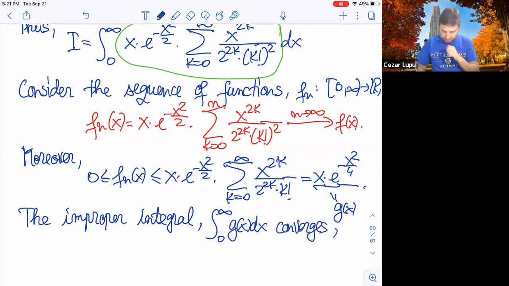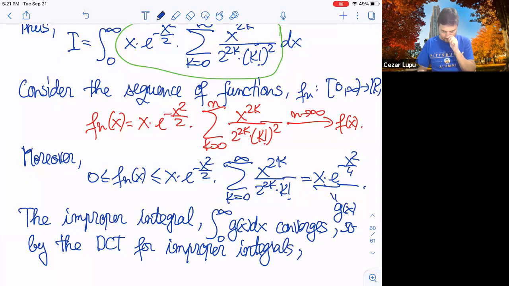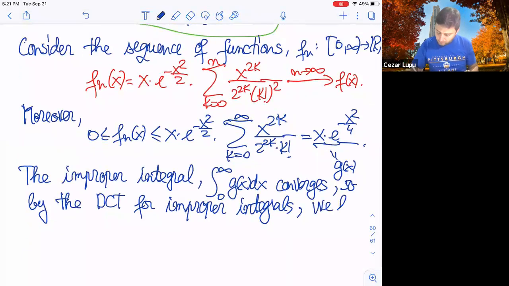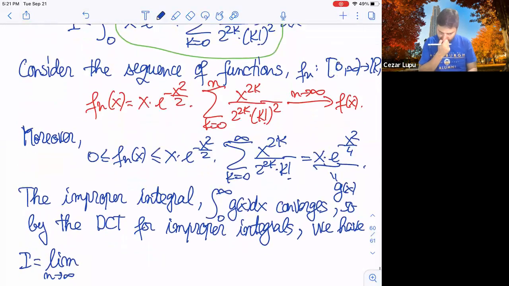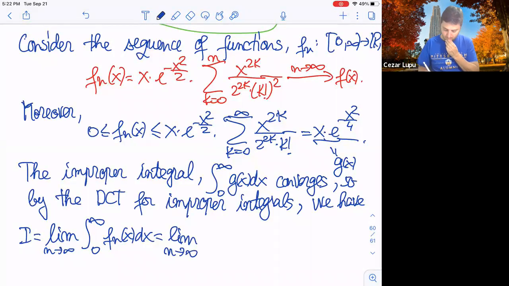So now by the dominated convergence theorem for improper integrals, it follows that my integral I, which is the limit as n approaches infinity of the integral from 0 to infinity of F_n of x dx, is nothing else than just, so my F_n will be, so this is the limit F_n.